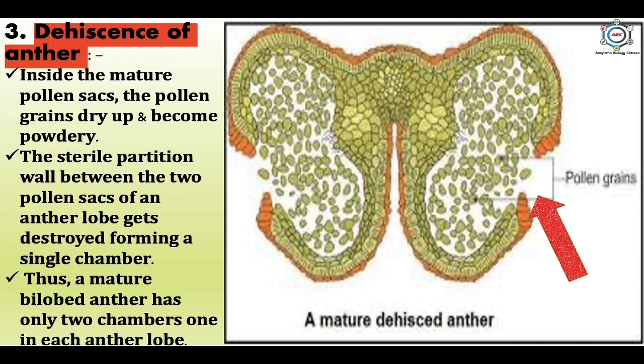Here in the picture you can see this is the structure of the stomium which is present at the site of the dehisced anther. Here from this place the pollen grains are released.